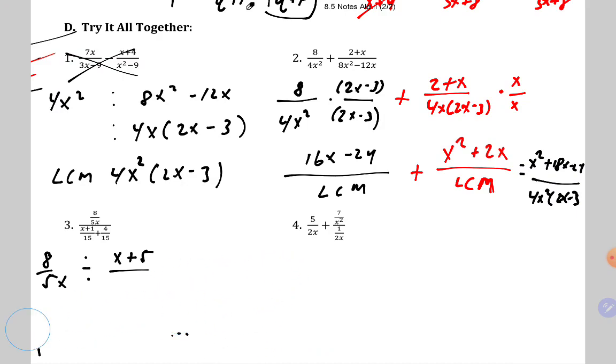Number 4. So we have 5 over 2x. And we're going to look at the second fraction because it's a complex fraction, and we need to take care of that first. So let's go ahead and look at the second fraction only. So we have 7 over x squared divided by 1 over 2x.